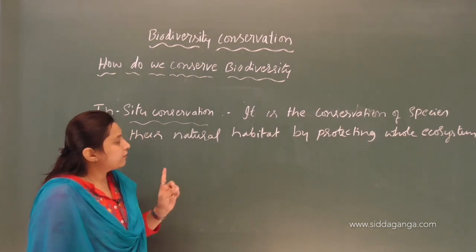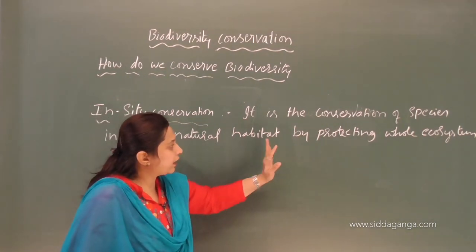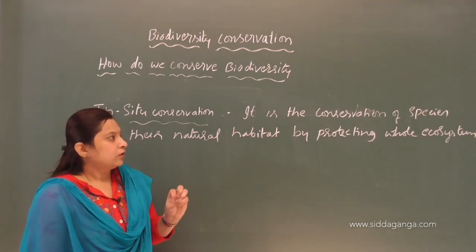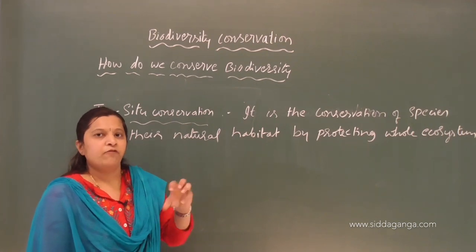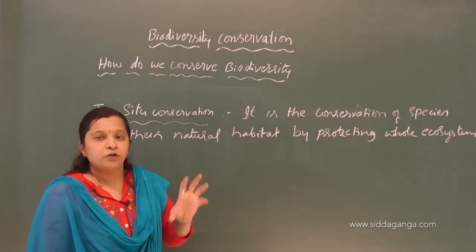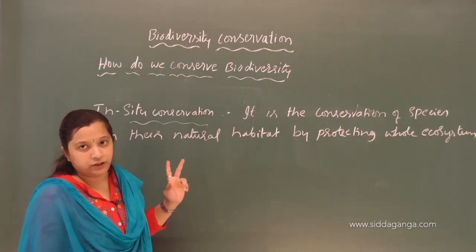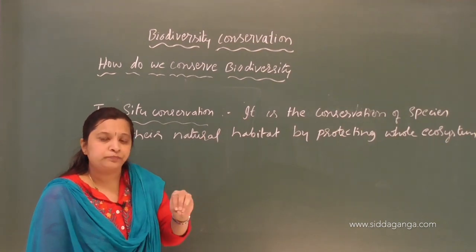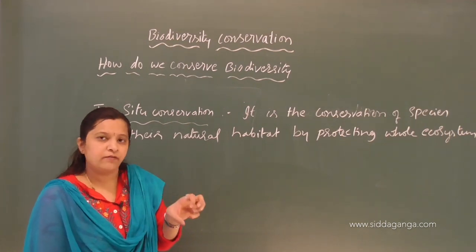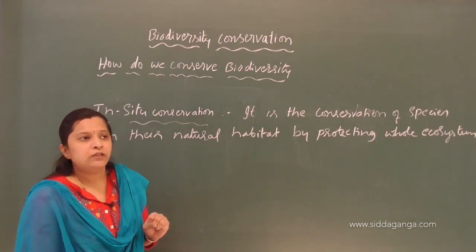So in in situ conservation, it is nothing but the protection of a species in their natural habitat by protecting the whole ecosystem. For example, if you want to save the tiger, we save the entire forest. To save the tiger, we save the entire forest. That is what in situ conservation. Instead of only saving a particular species of plants and animals, here the entire ecosystem is protected.